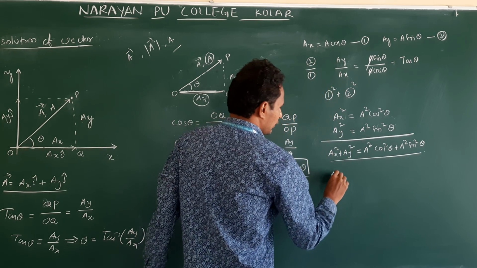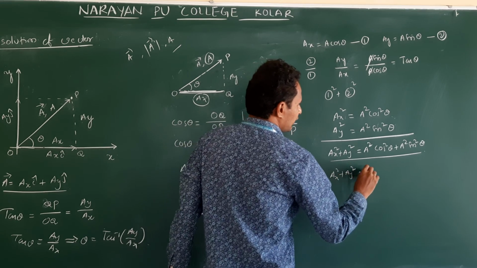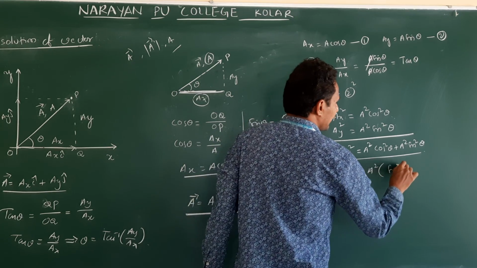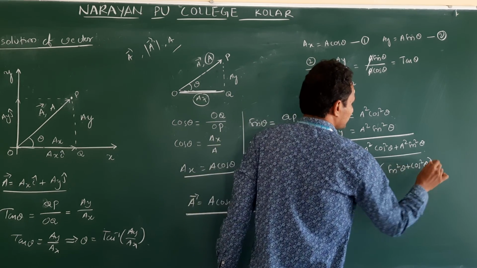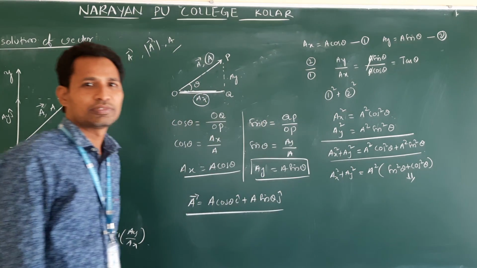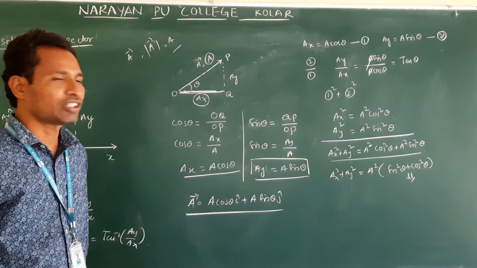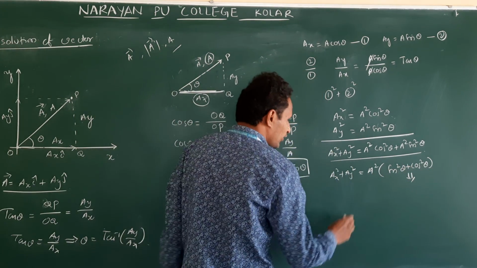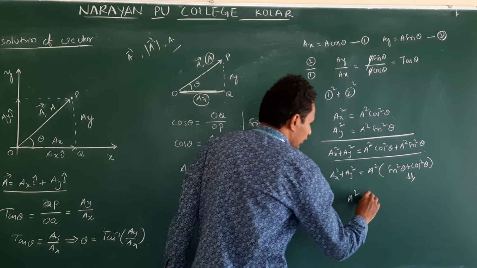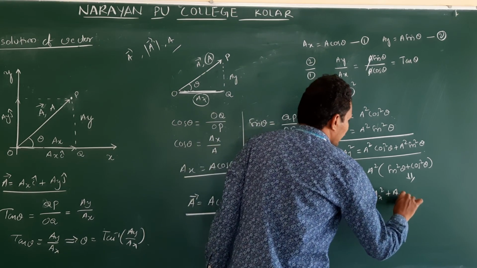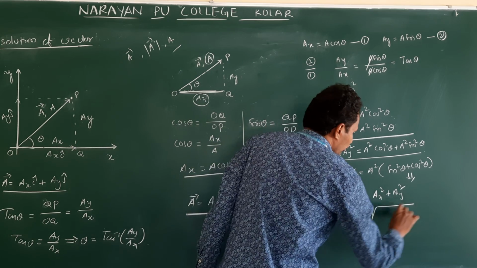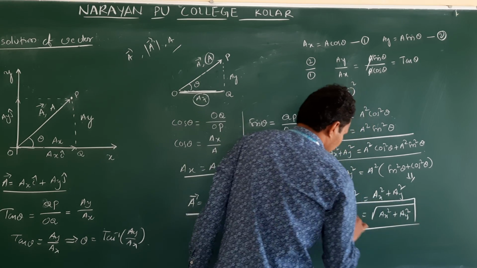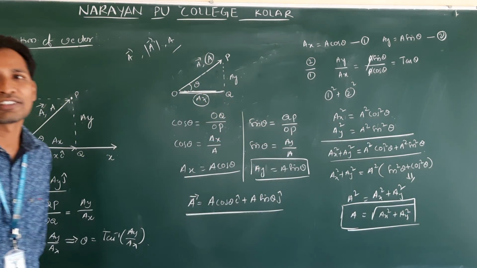Clear? Now AX square plus AY square is equal to, what is common in these two terms? A square. So I can write sin square theta plus cos square theta. You know very well this value. Identity. What is that? Sin square theta plus cos square theta is 1. So this value is 1, 1 into A square only. So I will write like this: A square is equal to AX square plus AY square. Then A is equal to under root of AX square plus AY square. This is what? Magnitude of the given vector.